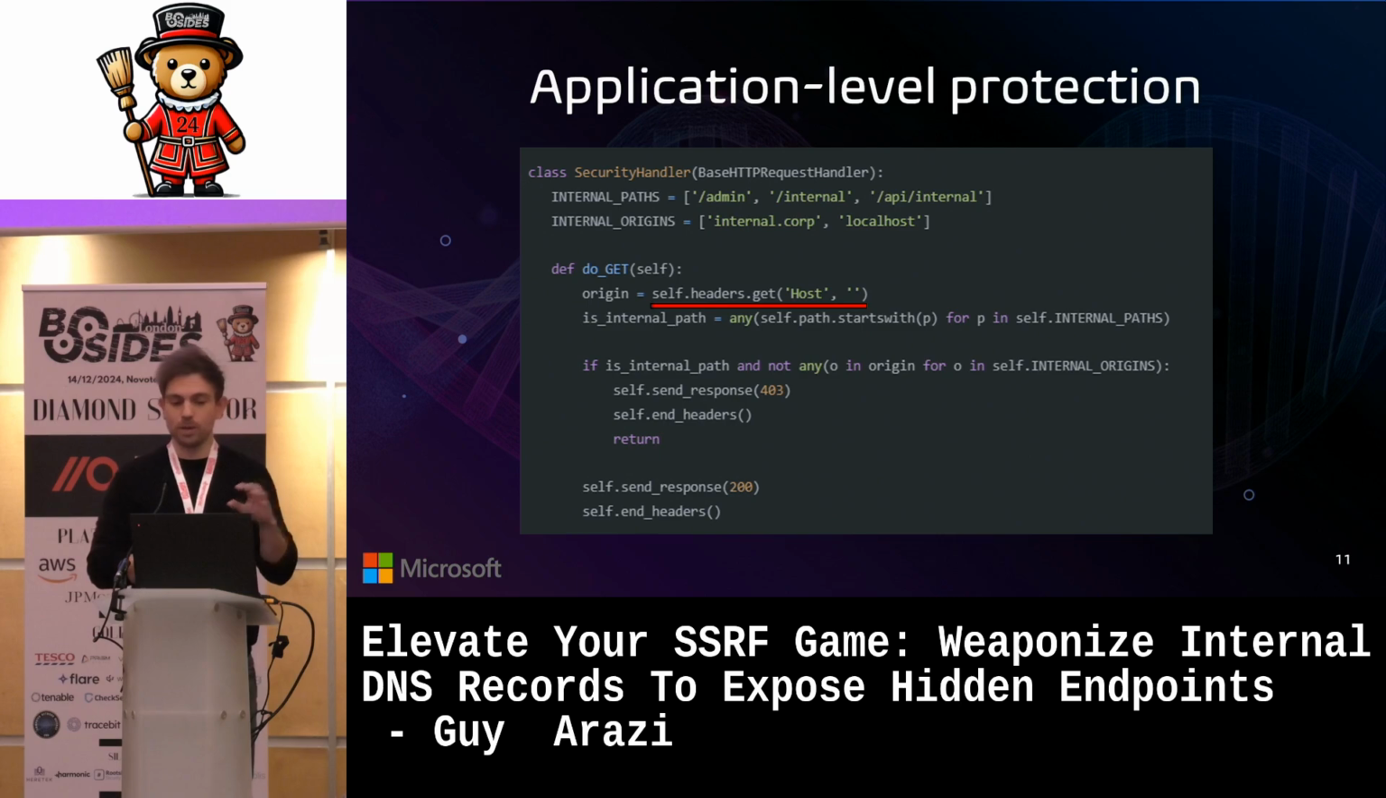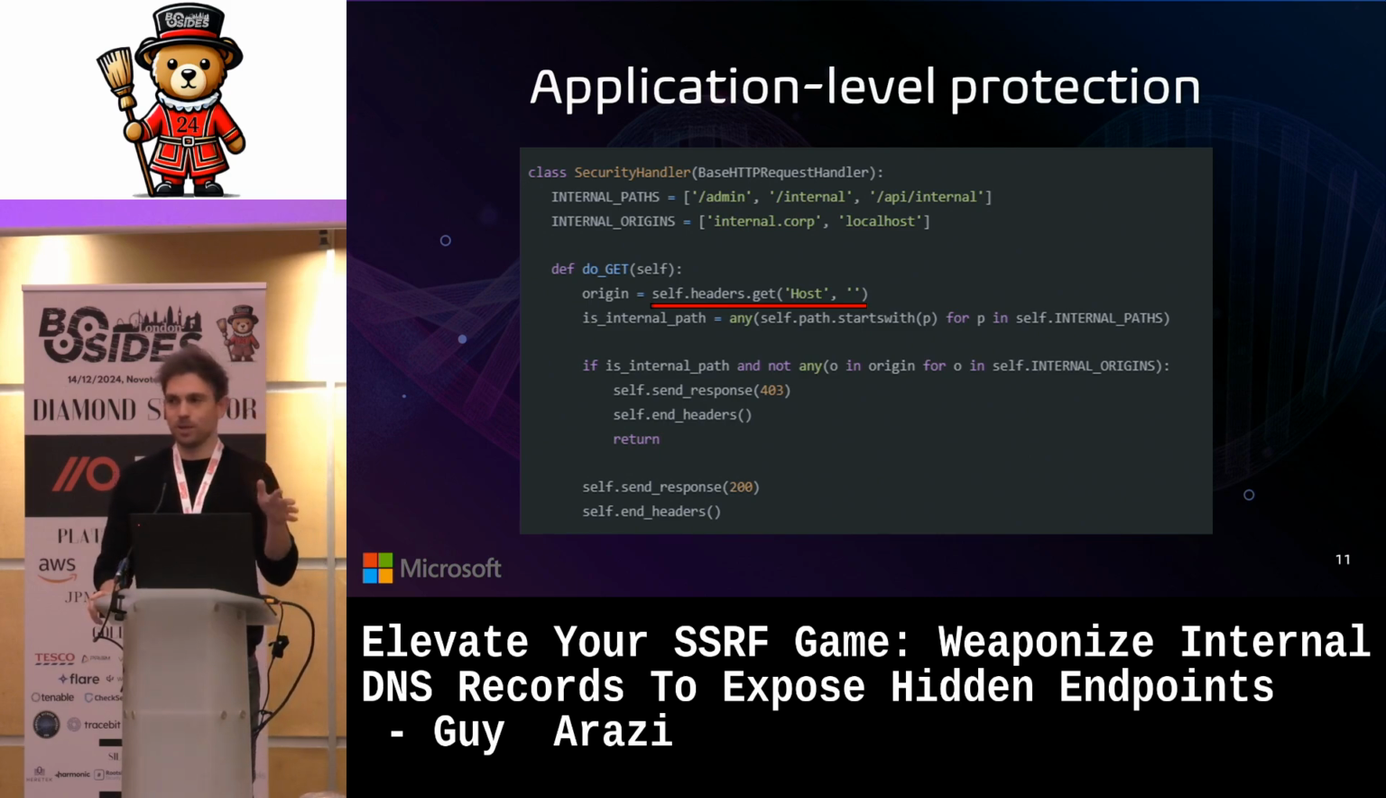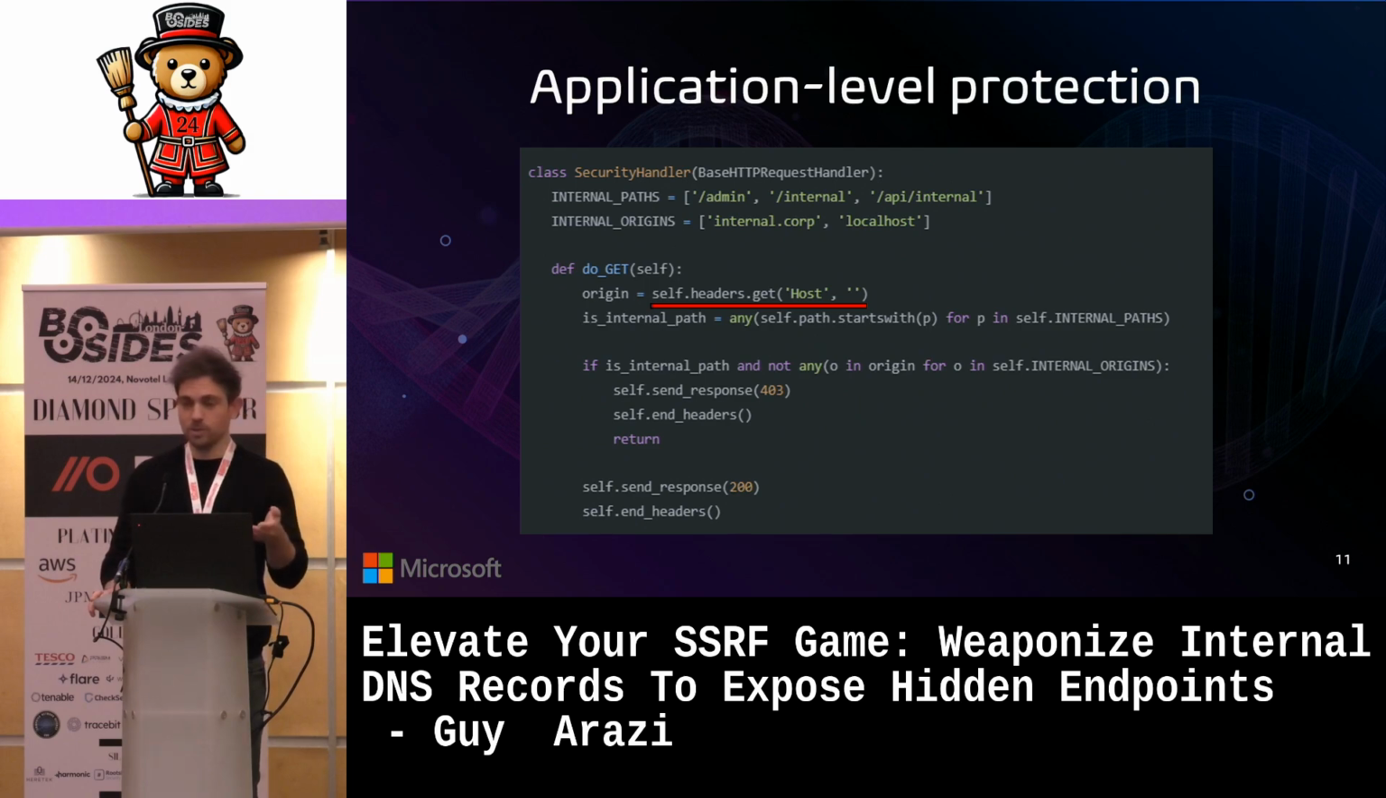There is also application-level protection, and there are so many variations of that, right? Every developer, every team and every company implements their own mitigations for SSRF. It really depends on the implementation of what the service actually does. In this case, we're taking the origin, which comes from the host header, and we're trying to check whether the origin is actually something that comes from internally.